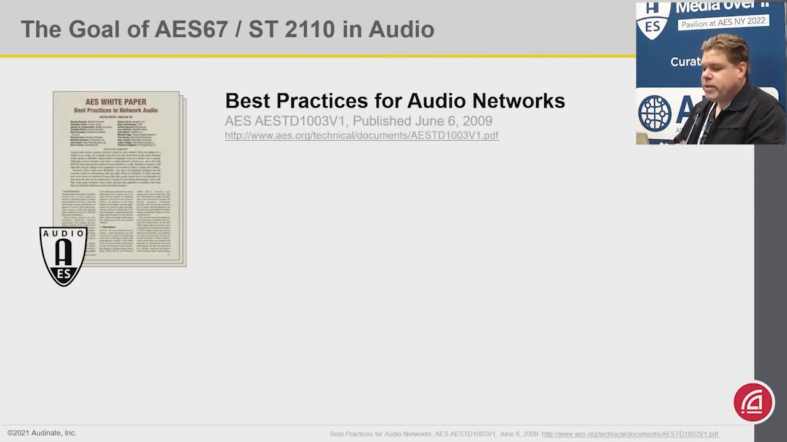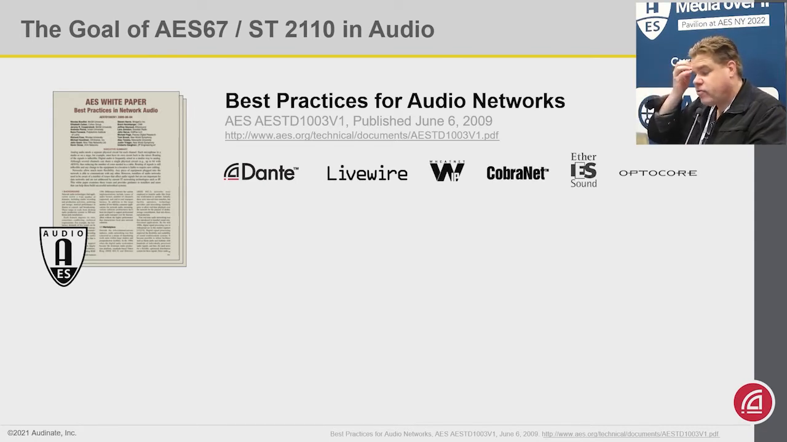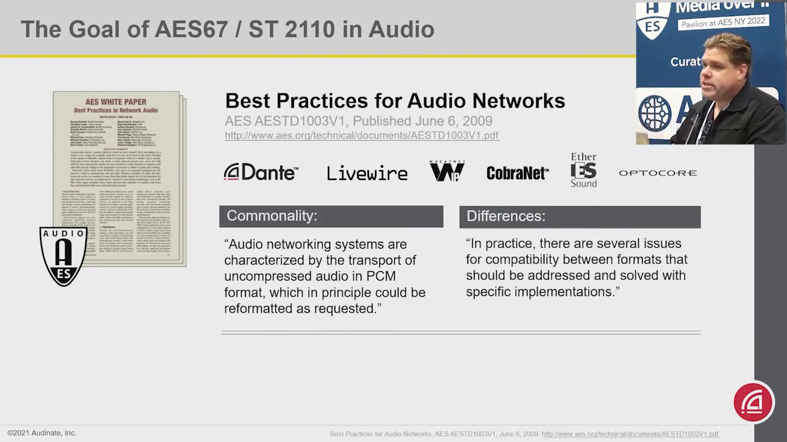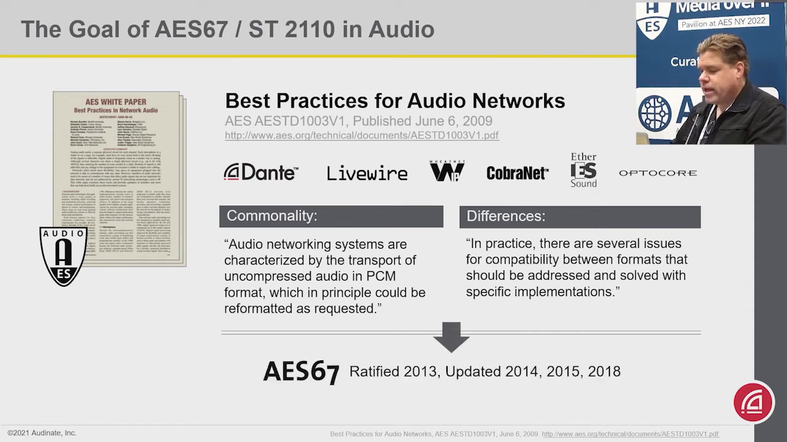So where all this really began was there was a study that AES did, it's probably 12 years ago now. It was called the Best Practices for Audio Networks. And they looked at a lot of the common networks that were available at the time, and they said, all of these are sending uncompressed audio. The data that everybody is transporting should be completely compatible. But the difference is in how you package it, how you ship it across the network. So out of that, they said, we could make a lot of these compatible if we developed some new solution. And that's where AES67 really came from.